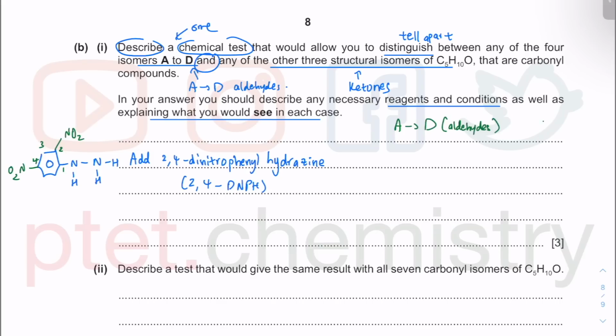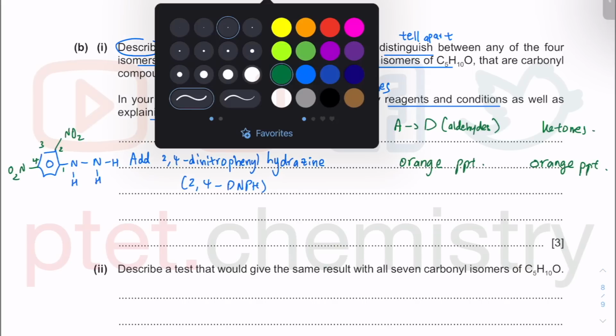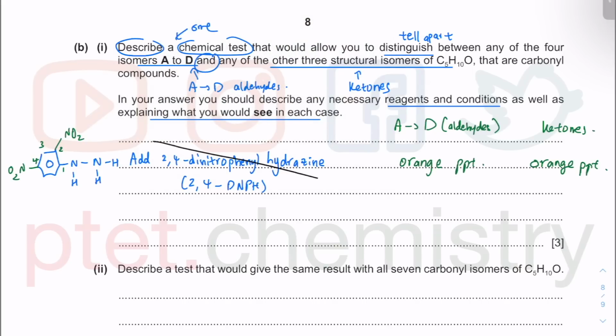When you add it to A to D, which are aldehydes, and also to ketones, I am wrong, because both of them will give you an orange precipitate. So this is a wrong test because they want to tell apart. This is not suitable at all. I am not going to use that. I've just wasted your time, but no worries, because you can see the positive result for both aldehydes and ketones. They're not going to tell you the difference.